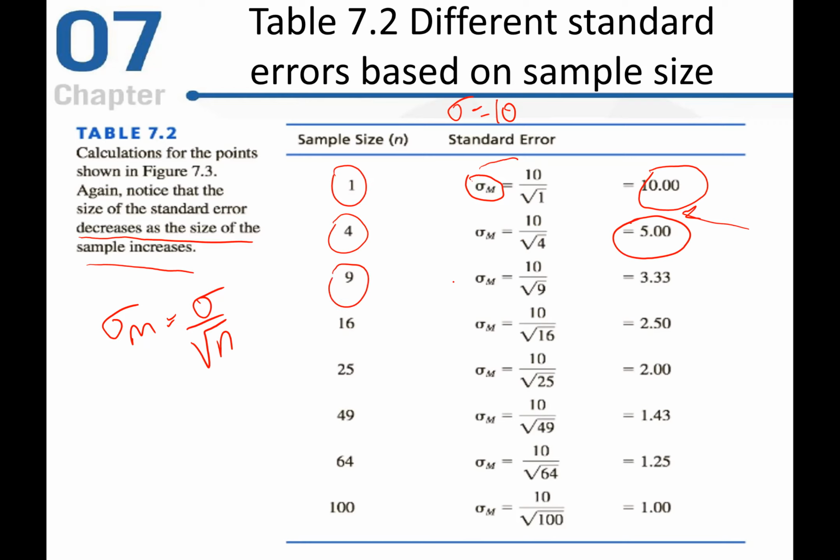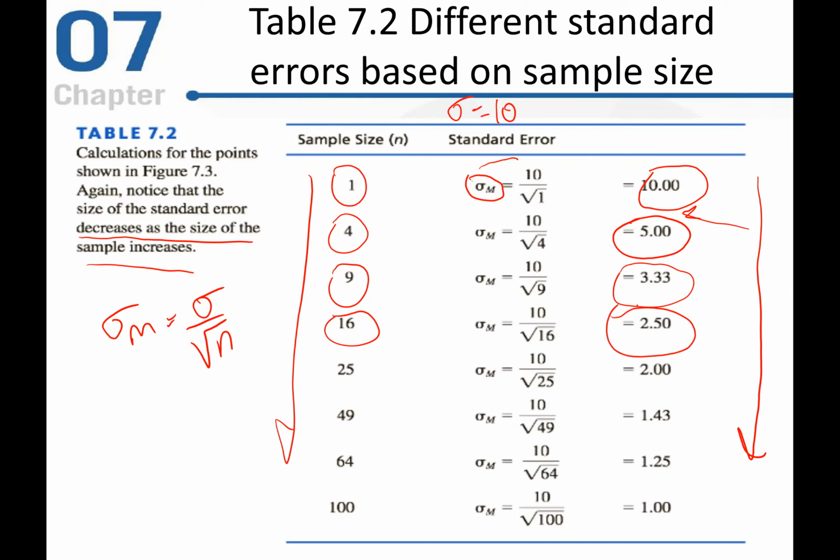If we have a sample size of 9, we plug that in here: 10 over the square root of 9 gives us 3.33. So as you can see, the standard error is getting lower as the sample size increases. Now the sample size is 16, and we put it in here. 10 over the square root of 16 will give us 2.5. And with a sample size of 25, 10 over the square root of 25 gives us a standard error of 2. And so on and so forth.